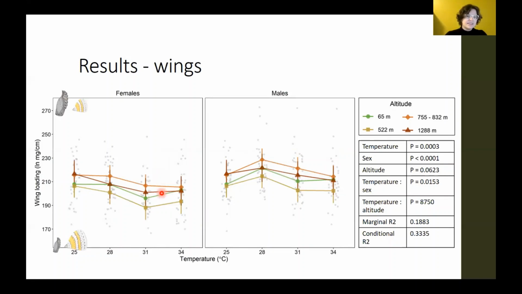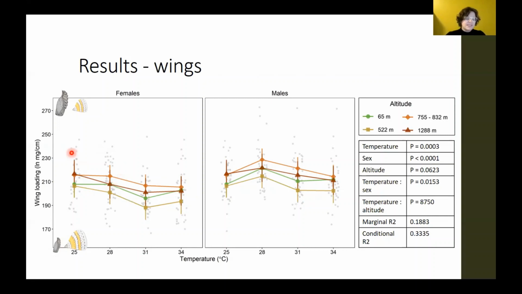So then there's the wings, and here it needs a little bit of explanation. We measured the wing loading, which is a measure for how much weight a wing has to carry. For example, when the wing loading is very high, you have small wings but a large body. While if the wing loading is low, then your wings are quite big for your body size, so your wings need to carry less weight per unit of area.